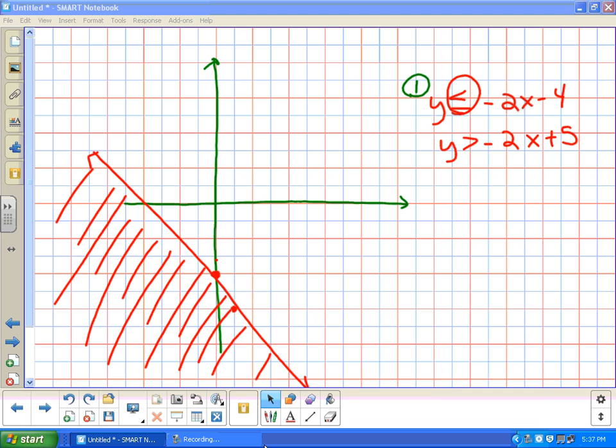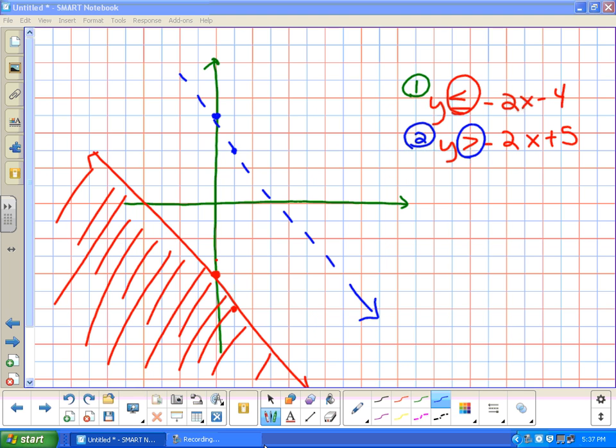For my second solution, notice we have the same slope, so we're going to have a parallel line. I will graph this line in blue. For this particular inequality, my y-intercept is 5, which is right here. My slope is down 2 over 1, which is right here. I have a dashed line because there is no bar underneath. So here I go. And I'm going to shade above the line.